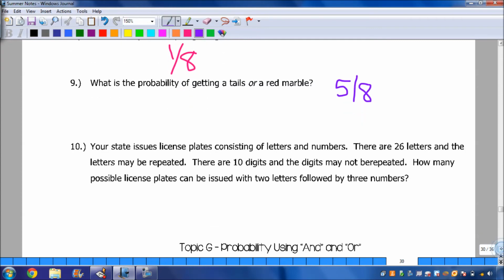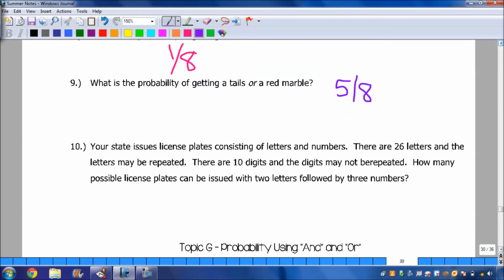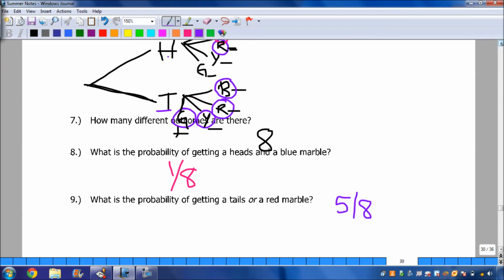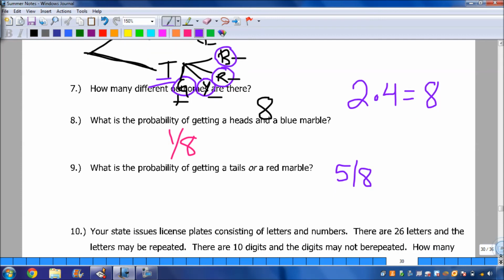All right, so now, here's the thing, you guys. You don't want to have to do this when you have a lot of different possibilities. You don't want to draw out a tree diagram. So instead, what we could have done is figured out that there are 2 possibilities for heads or tails, right? And then there's 4 possibilities for marbles. So I can just multiply all of those possibilities together to figure out how many possibilities there are total, okay?